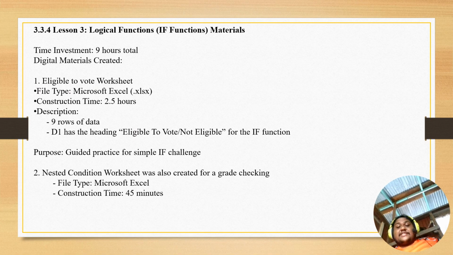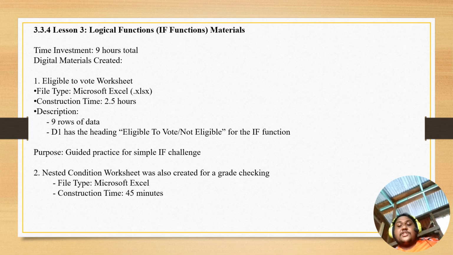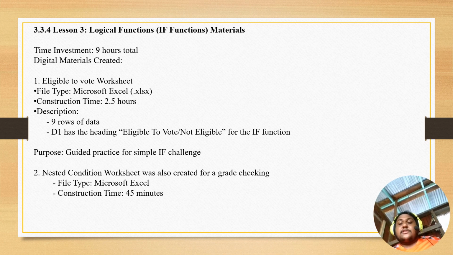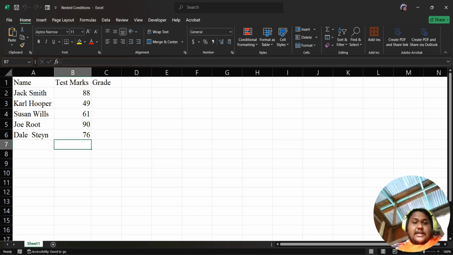Now let's move on to lesson three, the logical function materials. Materials for IF functions included an eligible to vote worksheet and a nested IF grade checker, two different ones. Real world scenarios were used to teach logical conditions. As you can see, this is the IF function worksheet that was used, eligible to vote. We have about 8 names there, and the IF function was used to see if they were eligible to vote or not. And this was a nested condition worksheet.